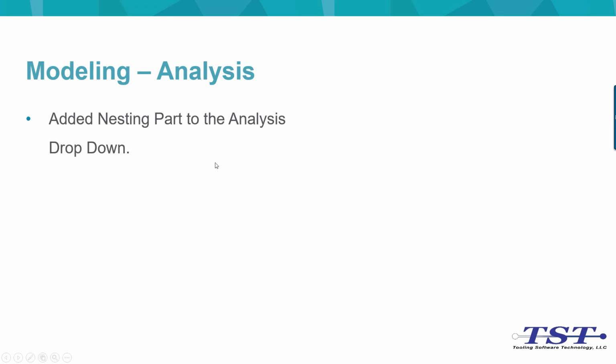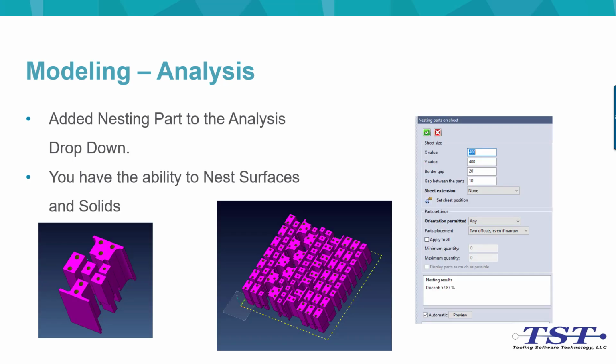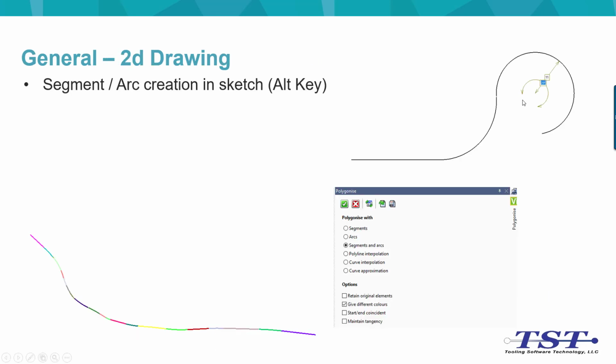So the next thing we're going to go over, and this is for those that don't have a progress license, we now have the ability to use the nesting parts within an analysis license. Basically, if you're trying to nest a certain group of parts of the same height, whether it's a solid or a surface, you can nest those onto a sheet, previewing the XY values, your border gaps, and the distance between parts, so you can preview what they're going to look like in a sheet. So no longer do you need a progress license to do this. This is also based in the analysis pull down.